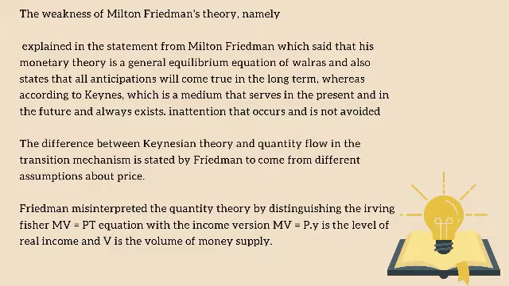Friedman reinterpreted the quantity theory by distinguishing it from Irving Fisher's MV equals PT equation, with the equation version in its level of real income and V in the volume of money supply.